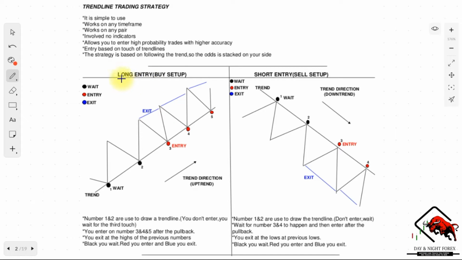So remember the jargon that I shared with you, some of the terms that we use. When you say long entry, it doesn't mean that you're holding the trade for long, it just means you're going up. And when you say short entry, it just means you are selling. So this is a sell setup.